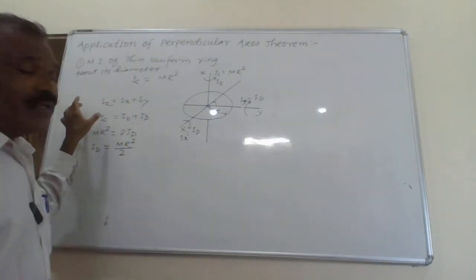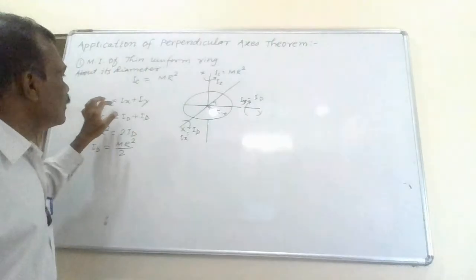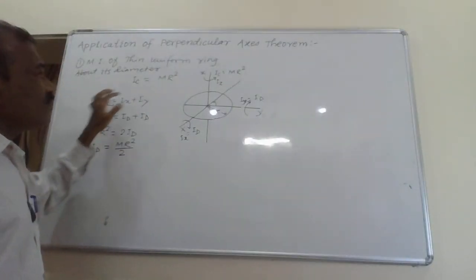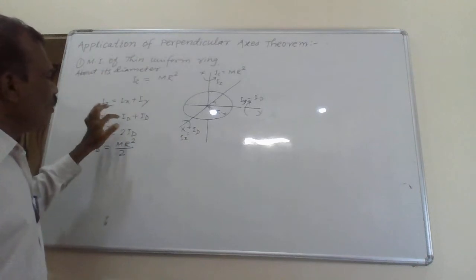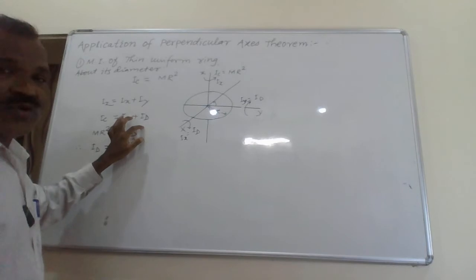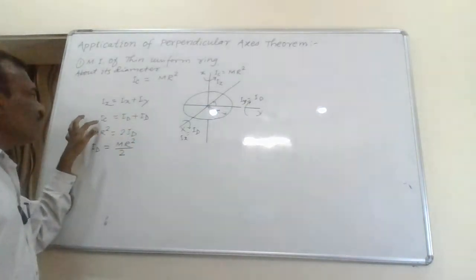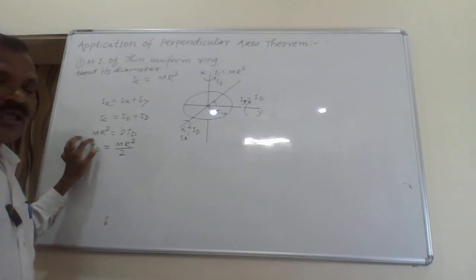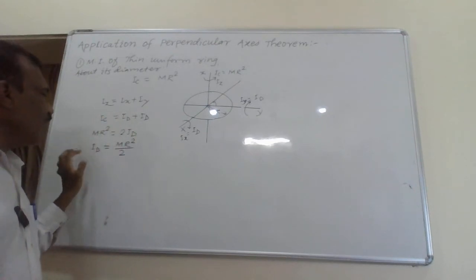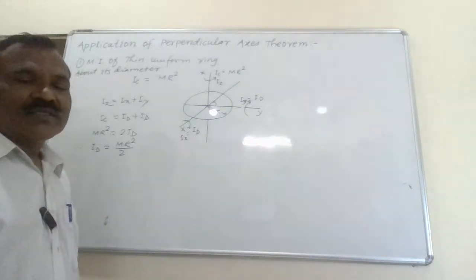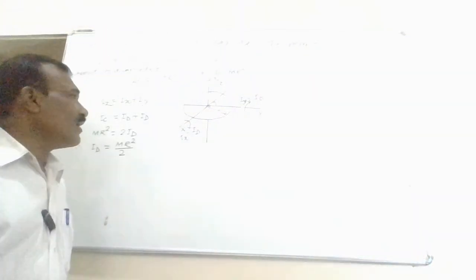Now, applying the perpendicular axis theorem, Iz is equal to Ix plus Iy, and Iz is nothing but IC. So IC is equal to ID plus ID. Putting the value of IC as mr square, and adding these two, we have 2 ID. ID is equal to mr square by 2. So this is the moment of inertia of a thin ring about its diameter.